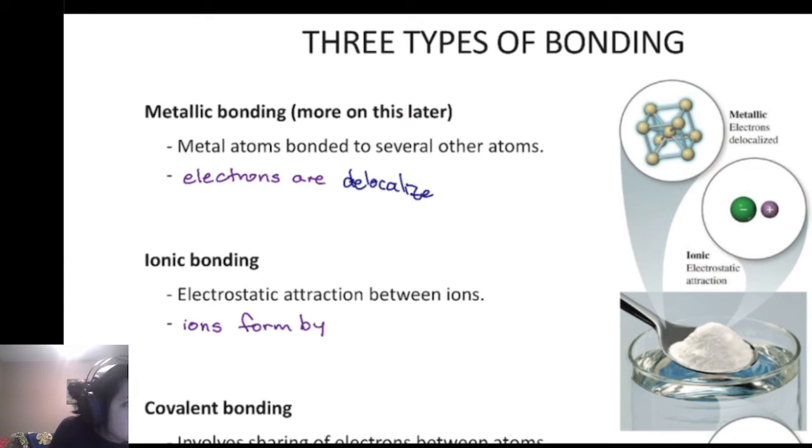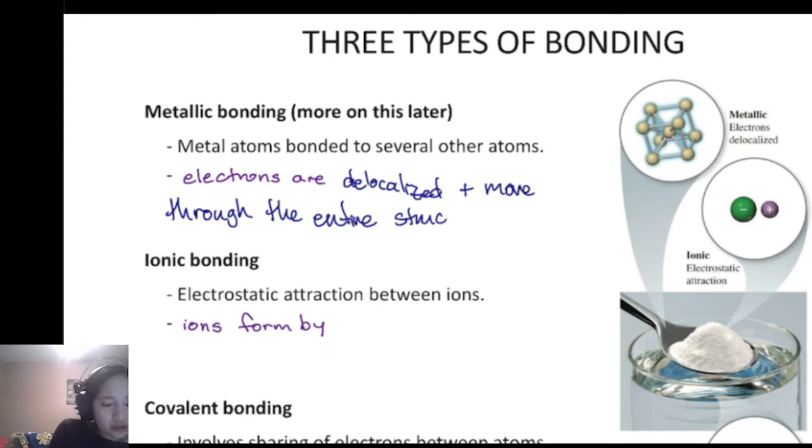delocalized, and move through the entire structure. This is why we say that metals conduct electricity, because those electrons are delocalized. One electron is not connected to one specific atom. It's delocalized across a large portion of the actual substance itself.